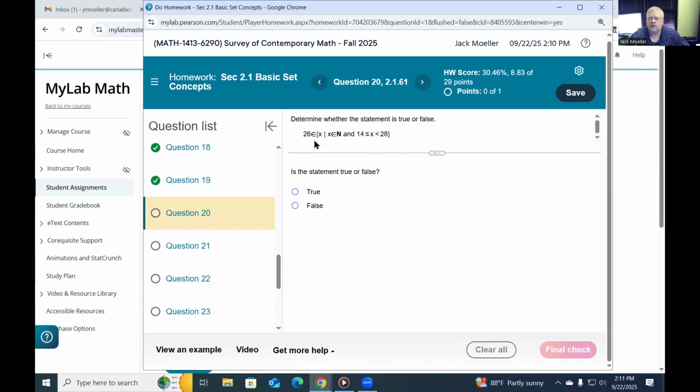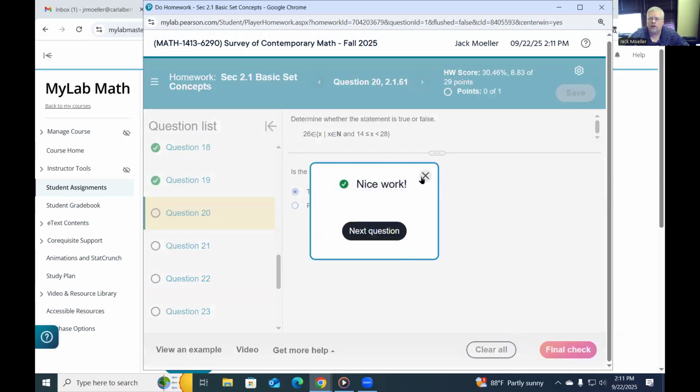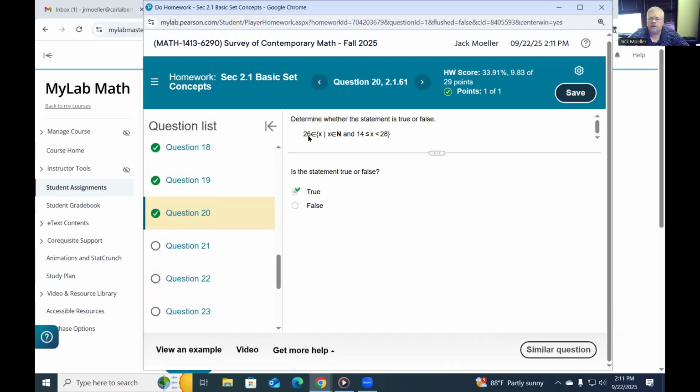26 is an element of the set X such that X is a natural number. So it means it's a positive one. And 14 is less than or equal to X, which is less than 28. Well, 26 is positive. It is between 14 and 28. So that would be true. Example of this being false, if they said, is 28 an element of this set? Well, it would be false because there's no equals on the 28.